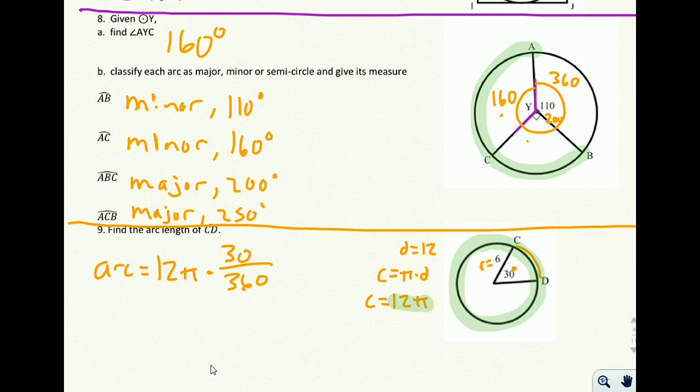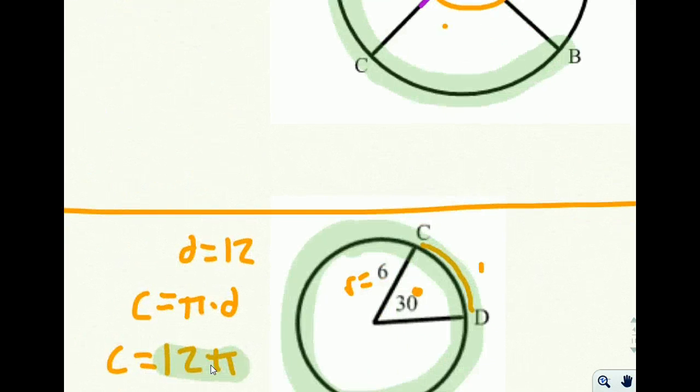If we reduce these fractions, the 10's cancel, leaving us 3 over 36, which reduces to 1 over 12. So we have 1/12 of 12 pi remaining. Well, what's 1/12 of 12? That 12 and that 12 cancel each other out, leaving us with just pi. So pi is the arc length of this right here, and we could label that as pi.